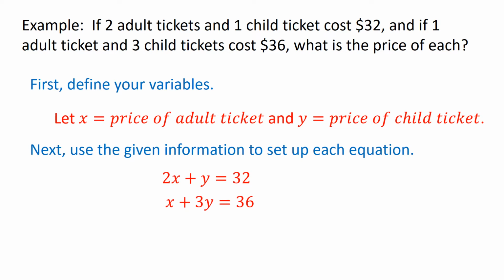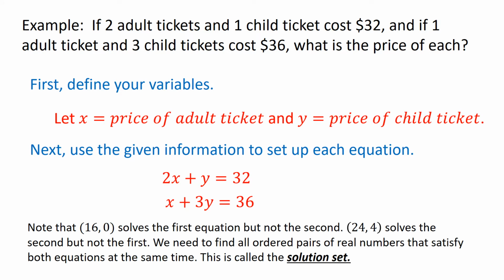So this is the system of linear equations, and we're going to talk about how to solve these using three methods: graphing, substitution, and elimination. One thing that we should note is that (16, 0) solves the first equation, but not the second. (24, -4) solves the second, but not the first. So when we use these methods to solve, what we're actually going to need to find are all the ordered pairs of real numbers that satisfy both equations at the same time, and that is going to be called the solution set.